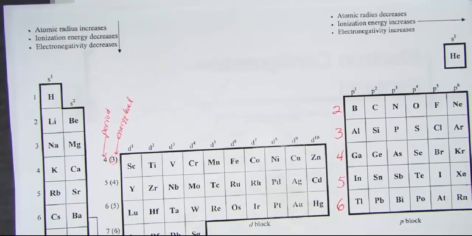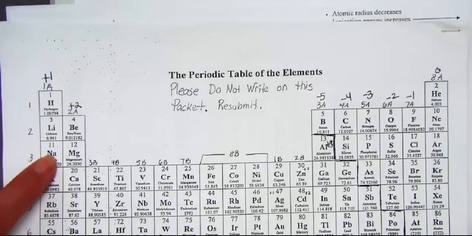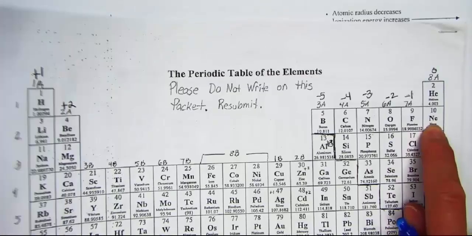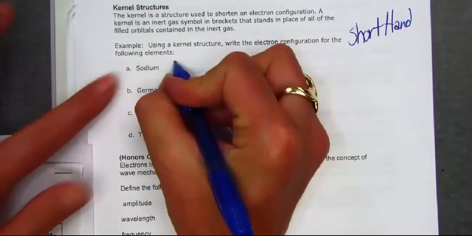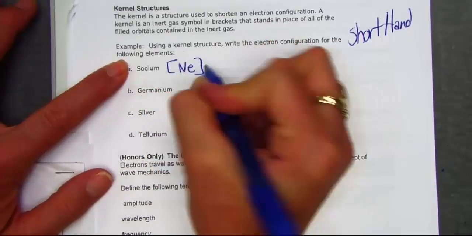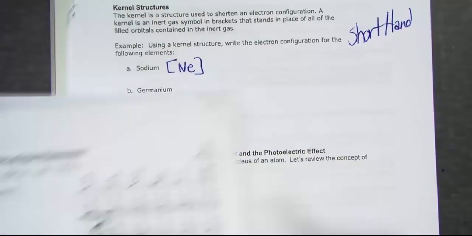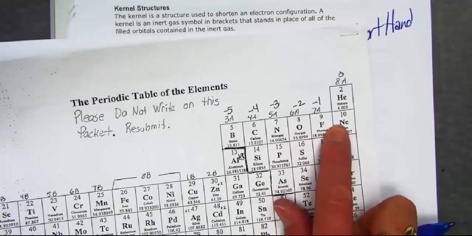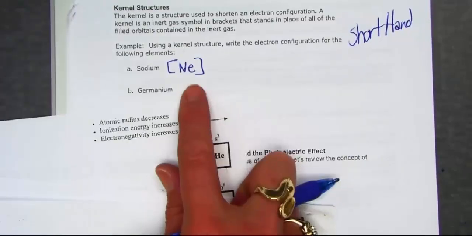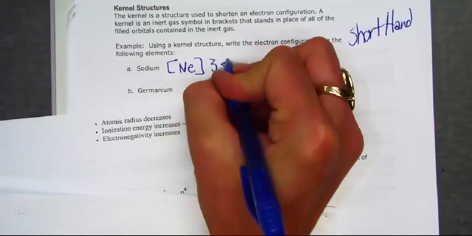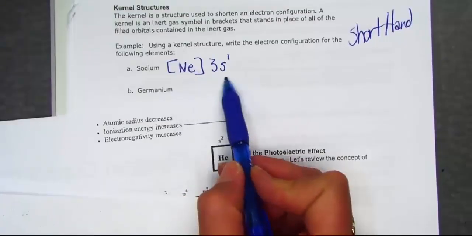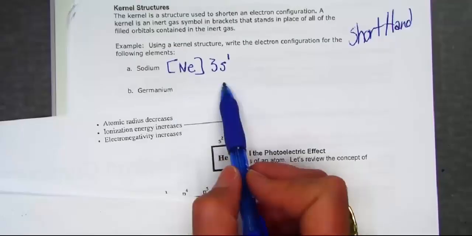What's the last noble gas we pass through prior to getting to number 11? Well, the last noble gas we pass through is neon, number 10. If I place neon into a bracket, that's the same as writing all 10 electrons of neon. That's the same thing as going 1s2, 2s2, 2p6. That adds to 10 electrons. Boy, that's shorter. The only other thing we have left to do is show that 11th electron that sodium configures. Neon in a bracket, 3s1. That's the kernel structure for sodium.